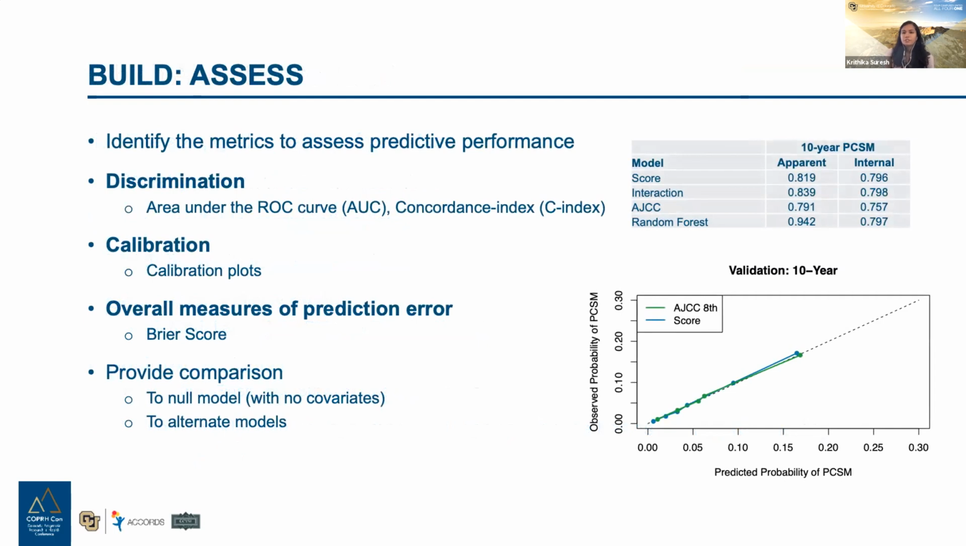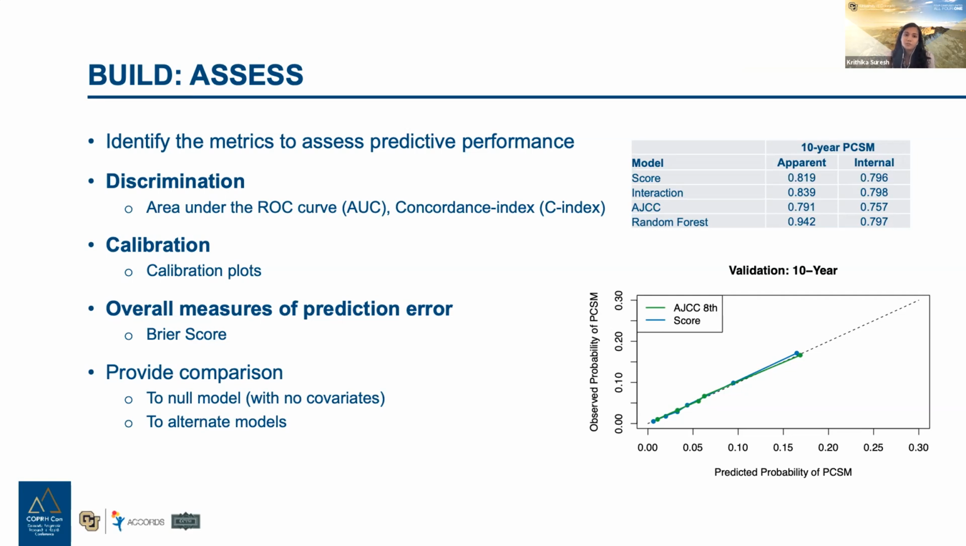So when you've decided what set of models you're going to look at, we're going to look at what kind of metrics you want to use to assess the predictive performance of those models. To start off, you might want to consider discrimination and calibration. So discrimination refers to the model's ability to distinguish between those who are low risk and high risk.